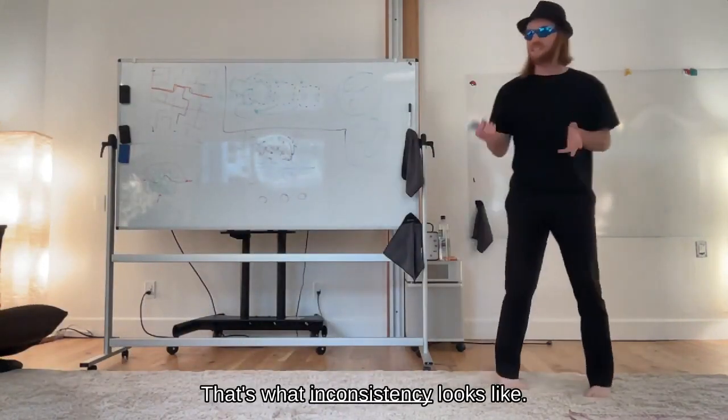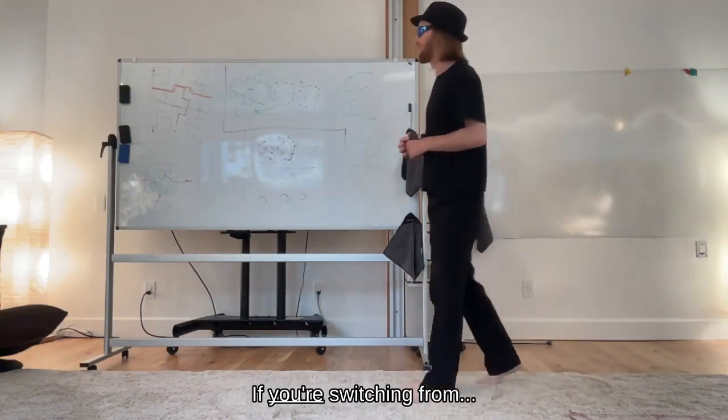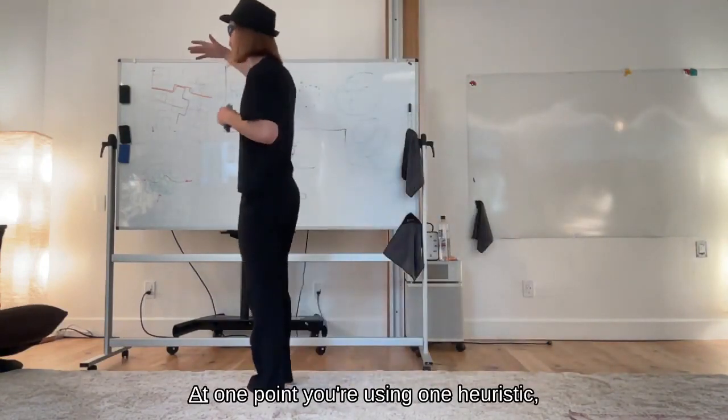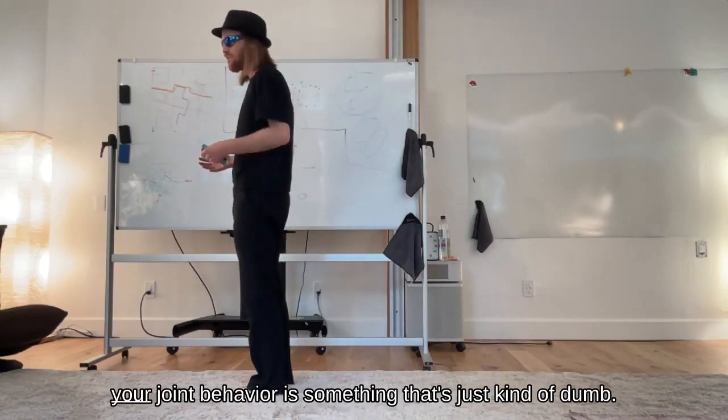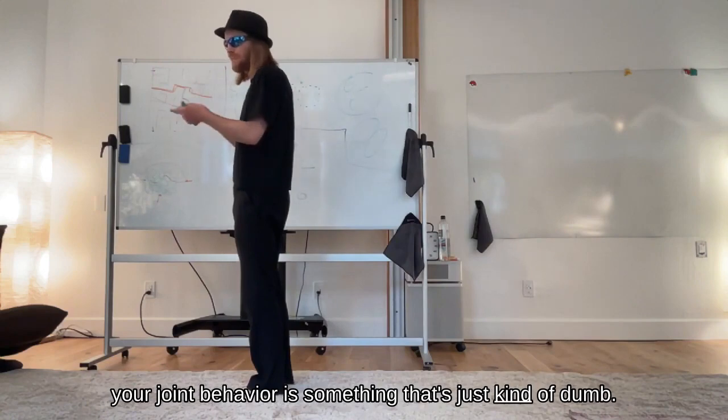That's what inconsistency looks like. If at one point you're using one heuristic, and at another point you're using another heuristic, and when you switch back and forth between these, your joint behavior is just kind of dumb.